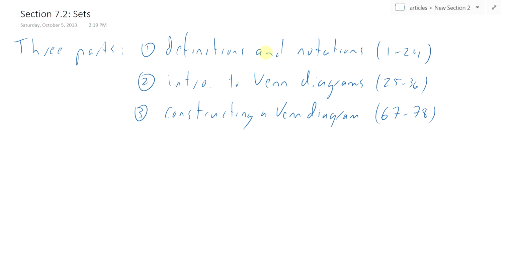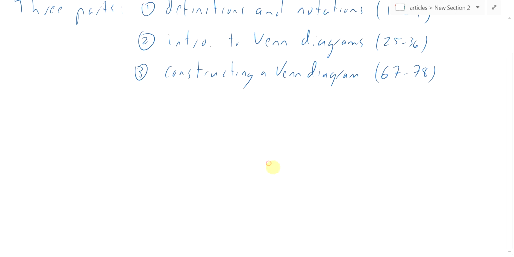Problems 1 through 24 are about definitions and notation, 25 through 36: these all are dealing with one Venn diagram, right? So it looks like a lot of problems, like 12 problems or something, but it's really just a bunch of questions about one thing. 67 through 78 also are just a bunch of questions about one thing, right? So it's not really 12 separate problems. Okay, so we'll start with definitions and notations about sets.